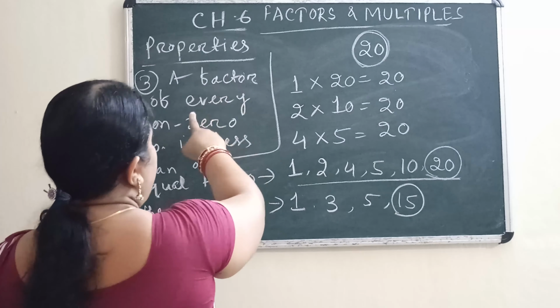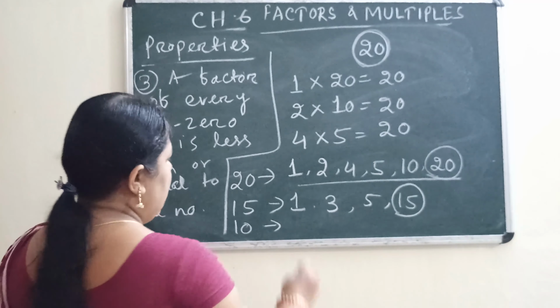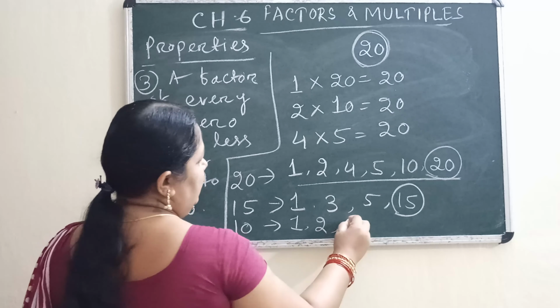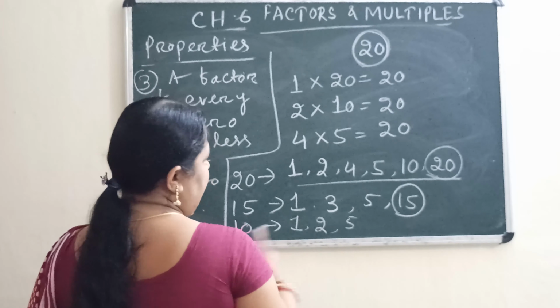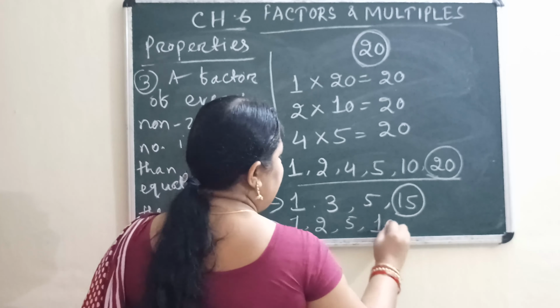If we take the factors of 10, 1 is a factor. Now children, next is 2, because 10 is divisible by 2. Then 5, 2 5s are 10, 5 2s are 10. Then the number itself. Okay, this is the last factor of 10 because factors are either less than or equal to that number. Okay, this is your third property.